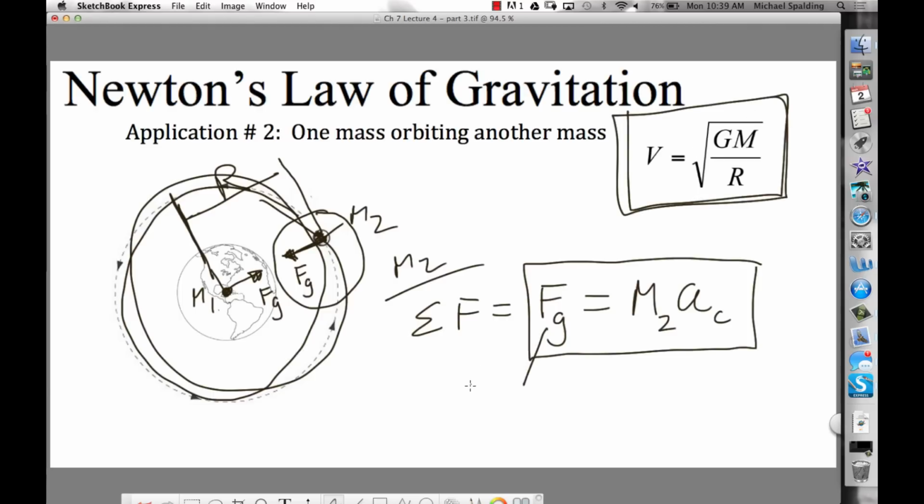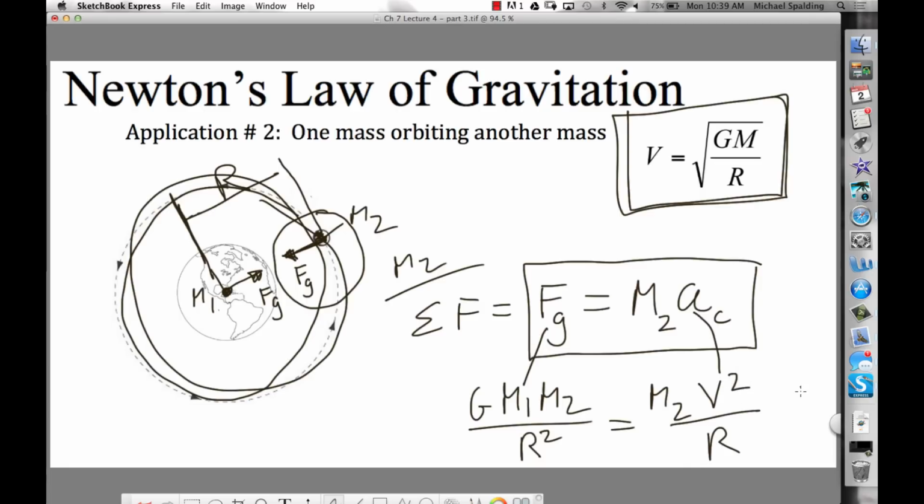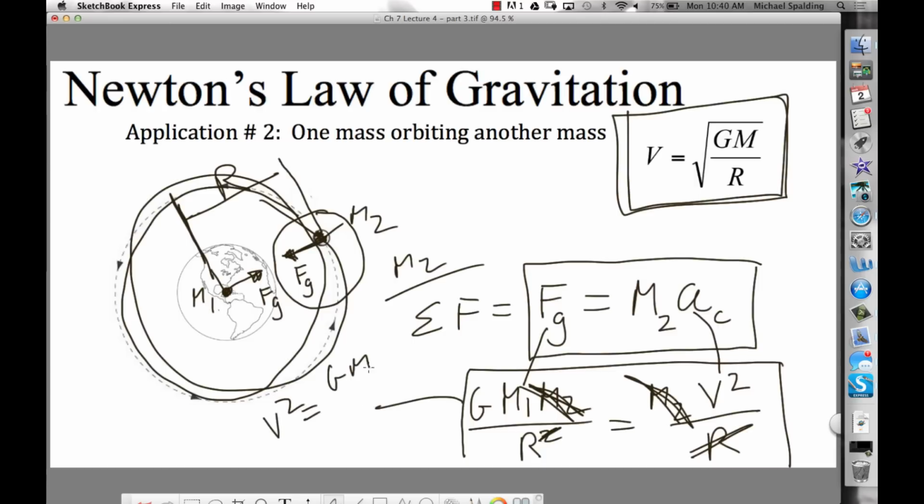Now, what is the equation for gravitational force? Big G, M1, M2 over R squared, okay, equals M2. Now, what's the equation for centripetal acceleration? Centripetal acceleration is V squared over R. Now, this cleans up rather nicely. The M2 cancels. One of the R's cancels. And what you get is V squared equals G, mass of the Earth, over R, which is the same thing as this equation. And what's this V?